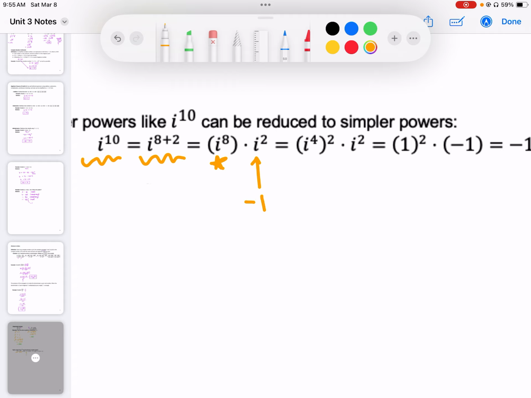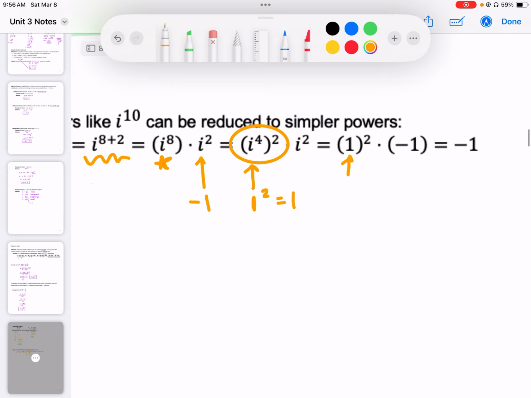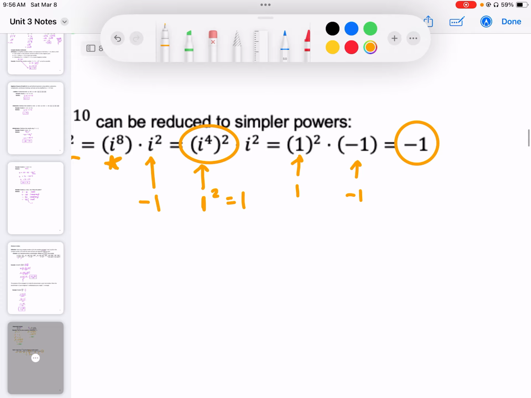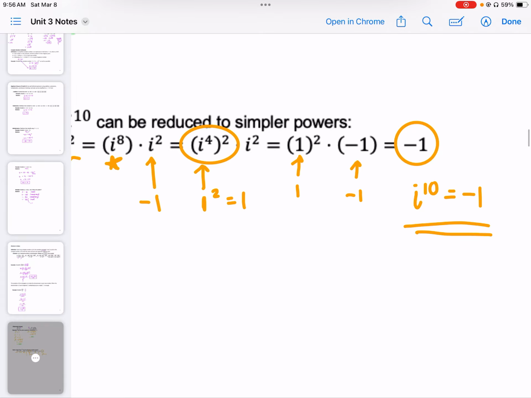I to the 8th is still a bit tricky, and so notice that they decided to go ahead and simplify further as 4 and 2. We know I to the 4th is going to be a plus 1, and 1 squared is just equal to 1. So here's your 1, here's your minus 1, which gives you the result of minus 1. So I to the 10th is just equal to minus 1.